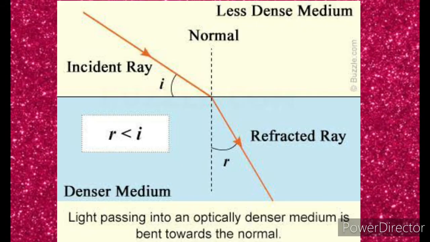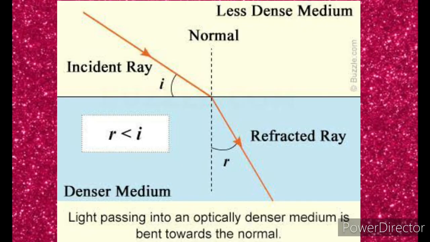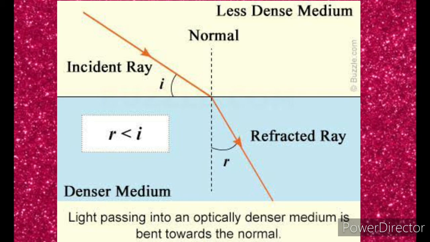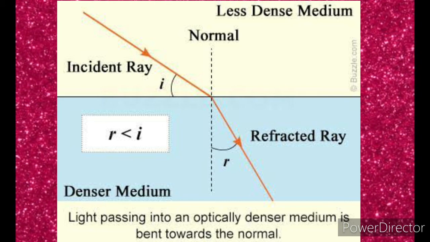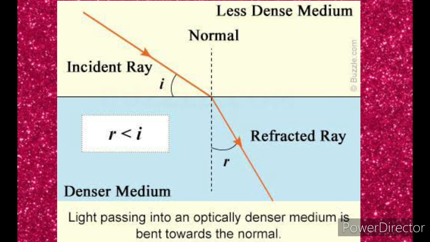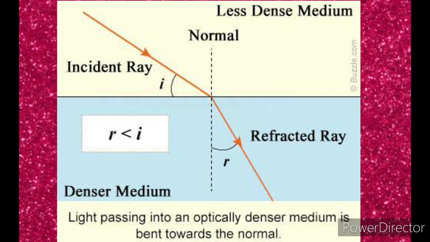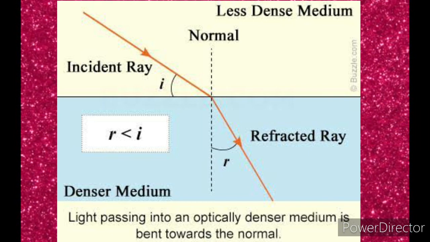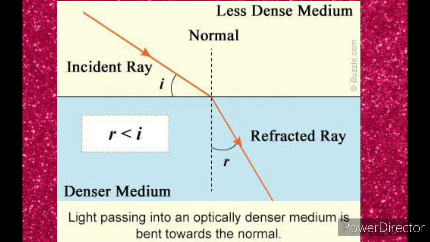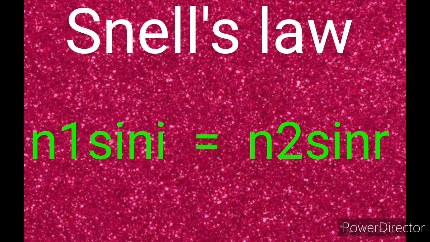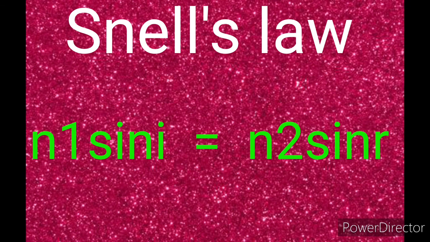Conclusion. From this experiment, we can conclude that when a light ray travels from a rarer medium to a denser medium, the value of r is less than the value of i, and the refracted ray bends towards the normal. Okay children, I hope you learned this experiment perfectly.